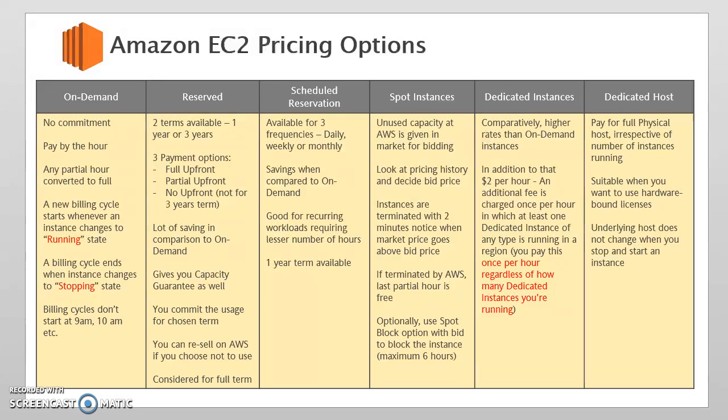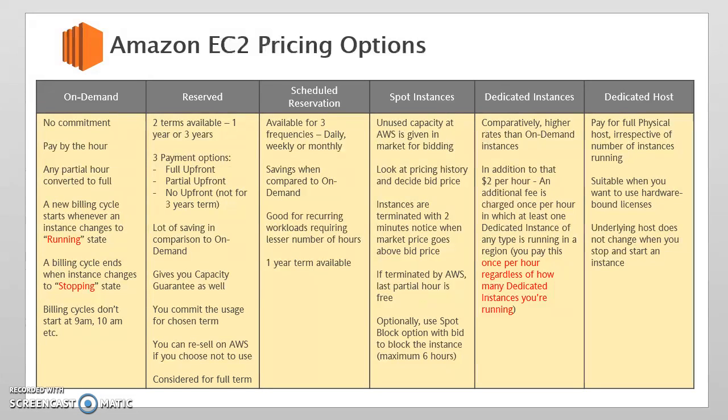So we know that in case of dedicated host, you get a complete physical host for yourself, and on that your EC2 instances run. So it doesn't matter how many EC2 instances you are running at a particular point of time, you always pay for the full host, right? Because that is blocked for you.